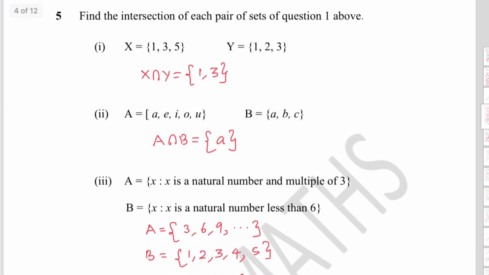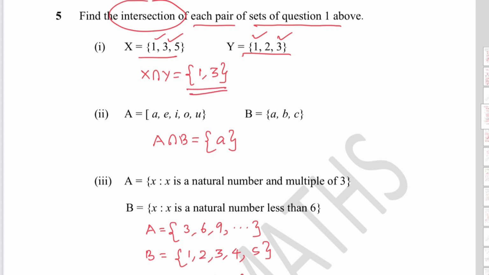Then question number 5. Find the intersection of each pair of sets of question 1 above. So question number 1, you write down the sets once again. The question, there is X is 1, 3, 5, and Y is 1, 2, 3. So there we have seen union of sets. Now we have to find the intersection of sets. Intersection means the elements common to both sets. Here X and Y. So you take the common elements and put it in a set, that is the intersection of two sets. So 1 is a common element because it occurs in both the sets, and 3 is another common element. Therefore X intersection Y is 1, 3.